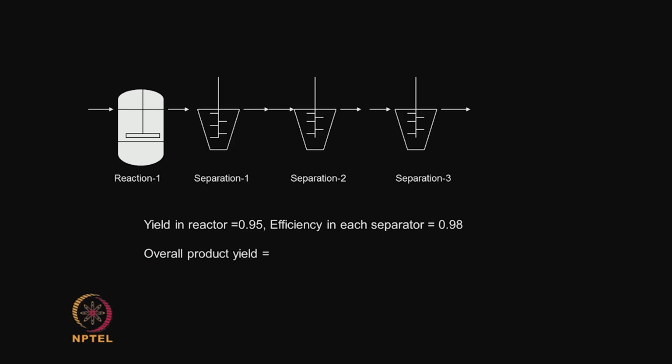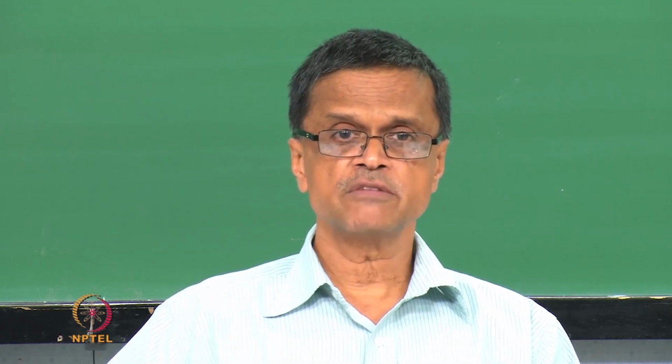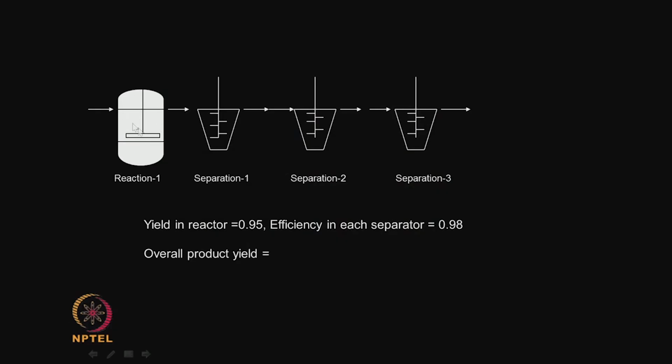Okay. So, look at another problem. As I said, any process will have several downstream steps: filters, chromatographies, extraction, and so on. So, imagine a process where you have a bioreactor or fermenter with 95% yield and we have 3 downstream units here, each one is 98, 98, 98. So, what will be the overall product yield? Okay, now you know how to do that, right. You just have to multiply all of them: 0.95 into 0.98 into 0.98 into 0.98.